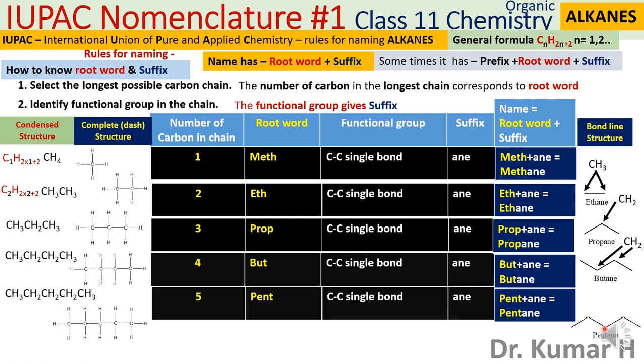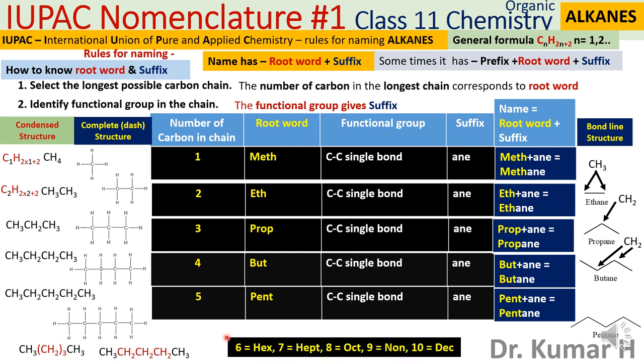Again, the bond line structure is this: 1, 2, 3, 4, 5 dots. Connect them. 1 to 2, 2 to 3, 3 to 4, 4 to 5. So this is the bond line structure. Likewise, as I told you, this structure could be written as CH3, CH2 twice, CH3, or CH3, CH2, CH2, and CH3. So if the number of carbon is 6, then hex is the root word, and ane would be the suffix, hexane. Hept, if it is 7, the number of carbon in the straight chain or longest chain is 7. Hept, 8, oct, 9, non, 10, dec. So the corresponding alkanes are heptane, octane, nonane, decane.